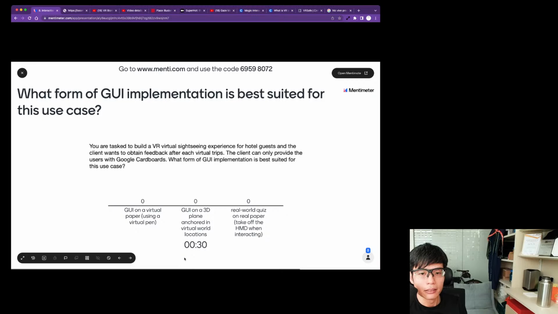VR sightseeing, hotel guests. Again, this is a real example from an industry partner. Virtual trips: a hotel guest, and the client wants to obtain feedback after each virtual trip. The client only has resources to supply Google Cardboards, just like how we only have resources in this module to supply you with Google Cardboards. So what form of GUI is best suited? There are three descriptions over there.